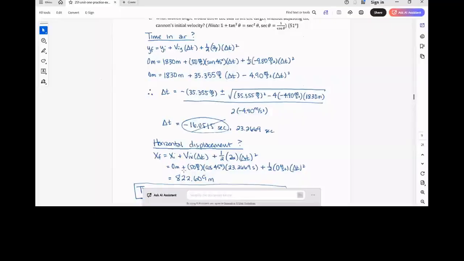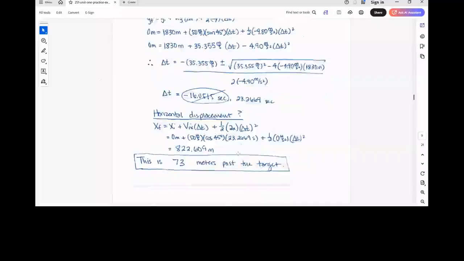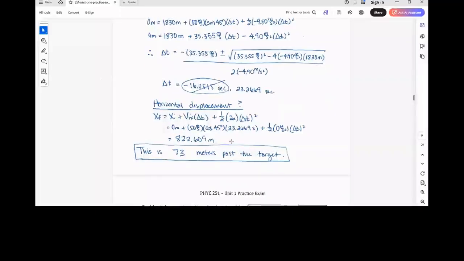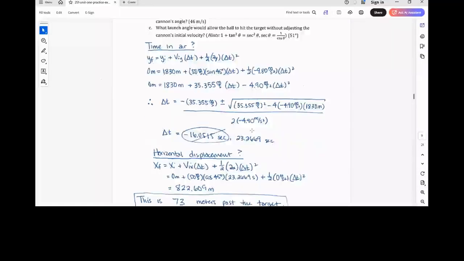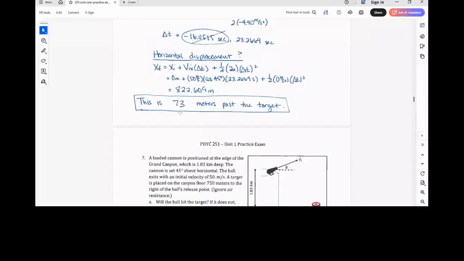The cannonball starts at 0 on the x-axis, and my initial velocity, now v initial x, is going to be 50 meters per second times cosine 45. Delta t is known. I could plug that in for delta t in this last term, but I skipped over that because I know that 0 meters per second squared acceleration in the x direction is going to just cause that last term to drop out. So the actual position where the cannonball strikes the floor of the canyon is 822.609 meters. And we know that our target is 750 meters. So we overshot by 73 meters.